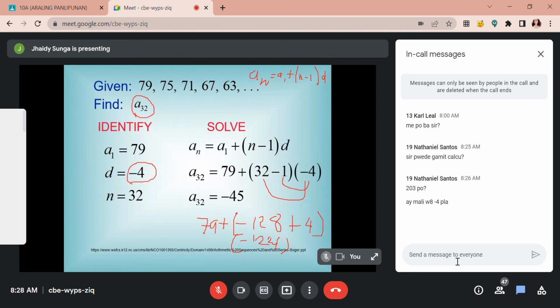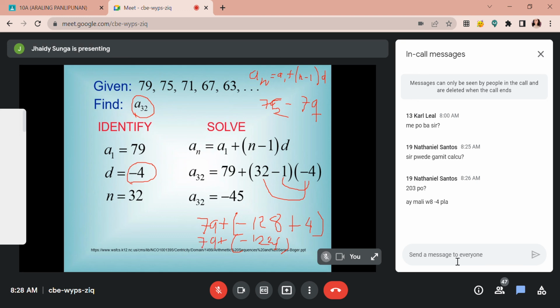So why is it negative 4? Because it's 75 minus 79. Sorry, 75 minus 79, just like 5 and 9. All right. So after this one, we have negative 124. We just simply add 79 to 124.